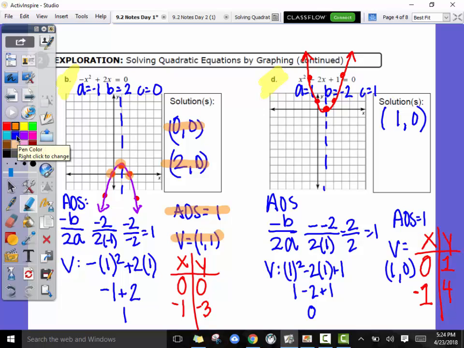Okay, and last one, D. So axis of symmetry was 1. Vertex was over 1, up 0, right there. Made your table, (0, 1). And then you found your other point, so (negative 1, 4). In this case, though, the vertex is actually the only solution because it's the only x-intercept. So (1, 0) is the only solution for that one.